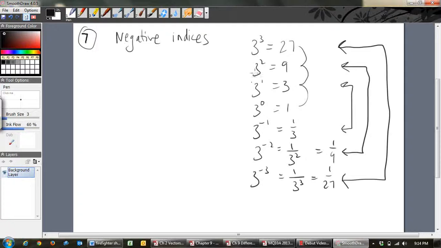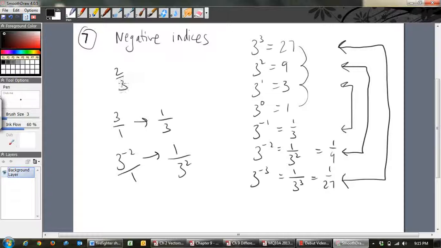Hopefully you can see that when you have a negative index, a negative power, it just flips that fraction upside down. So you've got 3, which is 3/1. What that goes to, if you apply a negative index, is 1/3. If you've got 3 to the power negative 2, it flips it upside down, so instead of 3 squared over 1, you end up with 1/3 squared. So you can see that negative just flips things upside down.